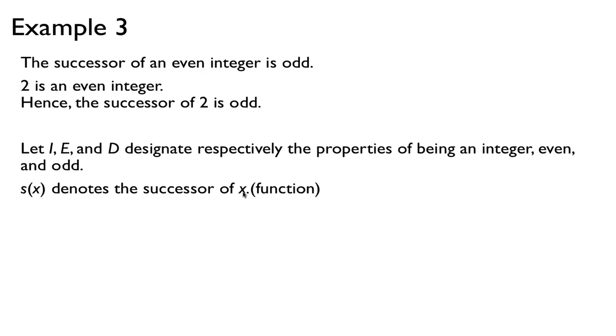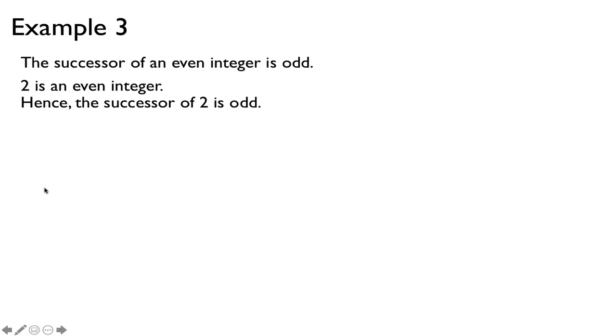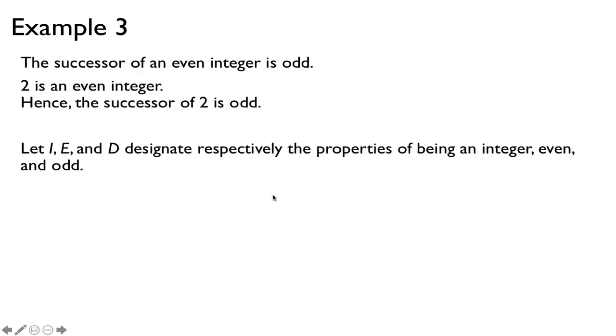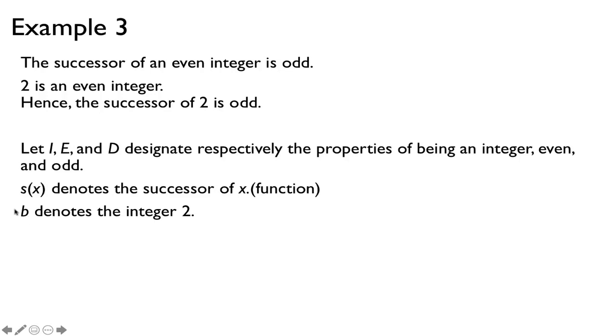But notice S of X is a little bit different from the previous ideas of H of X, R of X. Those are relationships or properties. But S of X is called a function. Again, we'll make this precise later. So B is going to be a constant, just like earlier we had Peter, John. B is going to denote the number 2 as a constant.